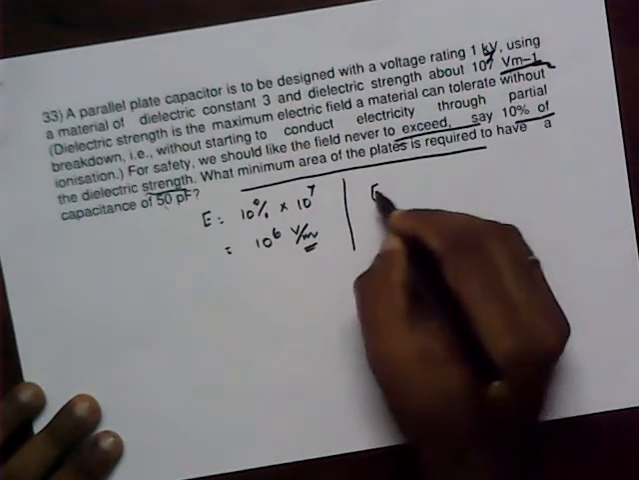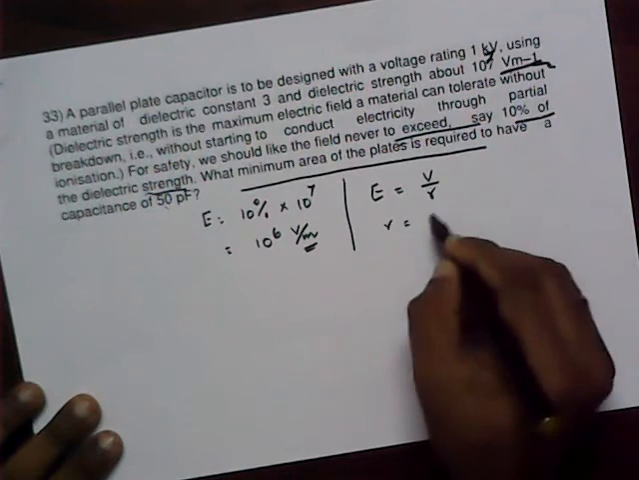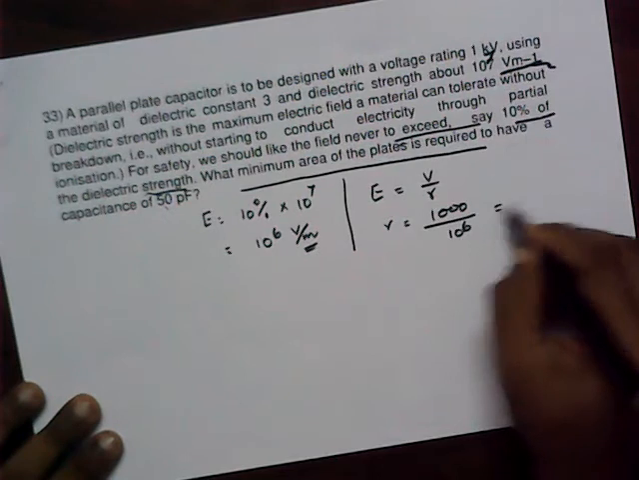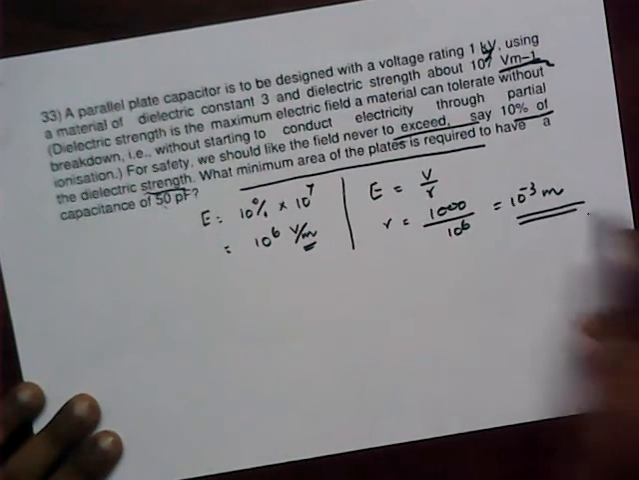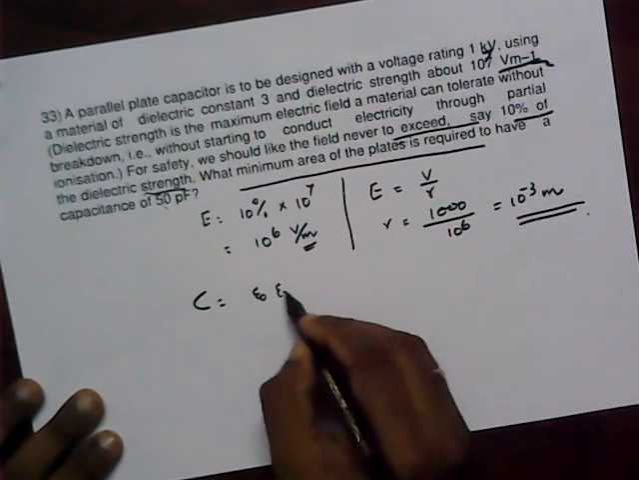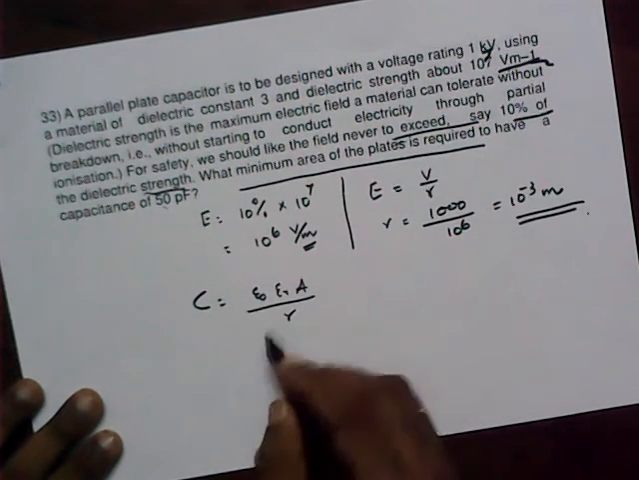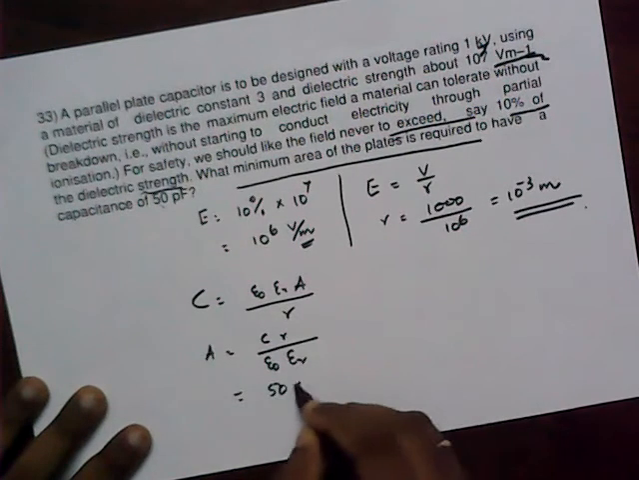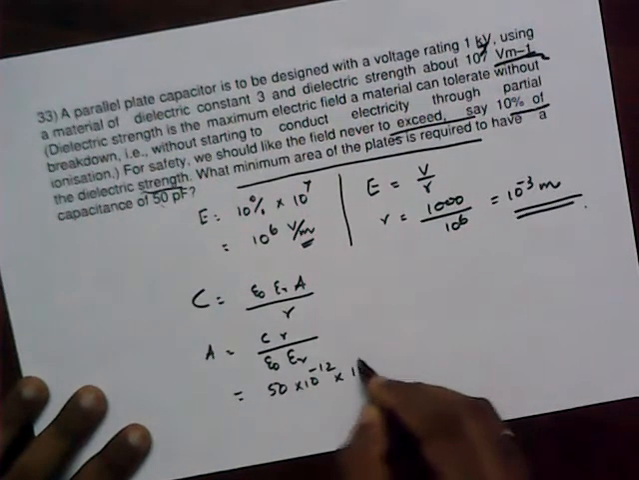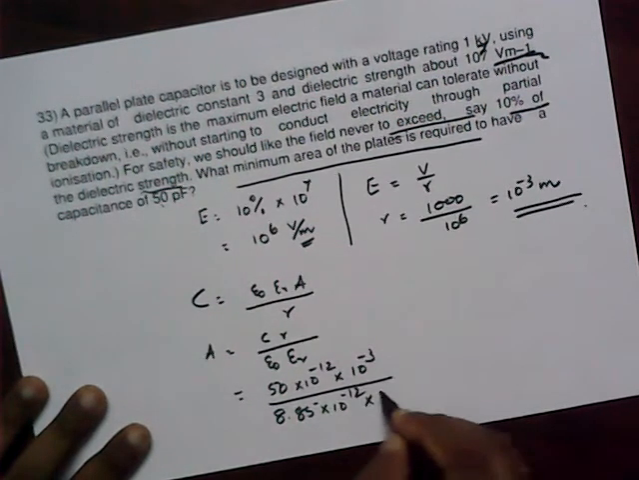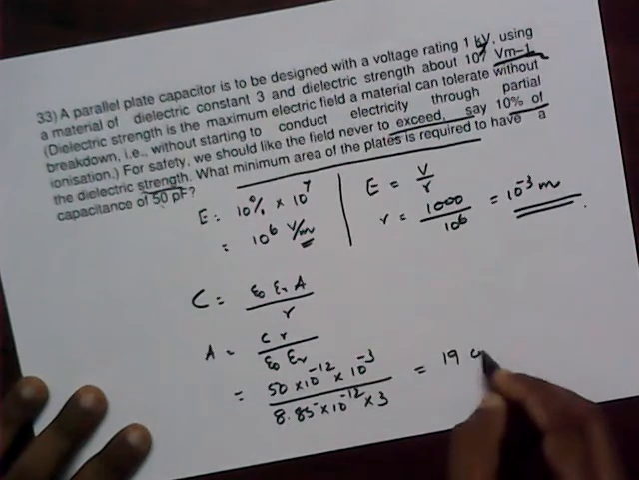Already we know the electric field is nothing but V by d. So the separation needed is 1000 volt divided by the electric field of 10 raised to 6. So that is equal to 10 raised to minus 3 meter. Then we can easily find the capacitance. C is equal to epsilon 0 epsilon r A divided by the separation d here. So A is equal to C d divided by epsilon 0 epsilon r. That is equal to 50 into 10 raised to minus 12 into 10 raised to minus 3 divided by 8.85 into 10 raised to minus 12 into 3. So you get the value of roughly 19 centimeter square.